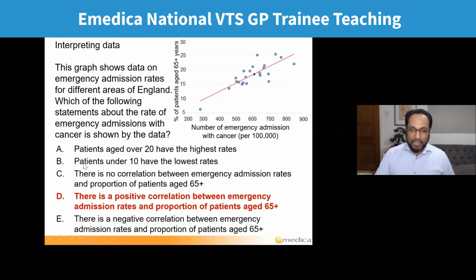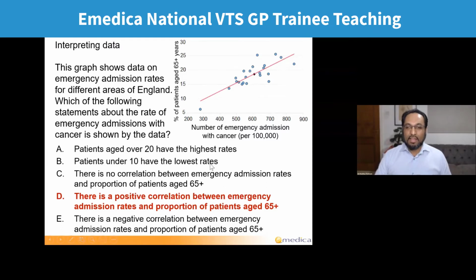So, for example, we can see A and B, patients age over 20 have the highest rates. We can't say that because we don't know. We have no data about any patients under the age of 65 from here as to what happens to them. So we can't guess that from the data. That might be true, that patients over 20 have the highest rates, but we can't say that from the data, which is what the question is asking.